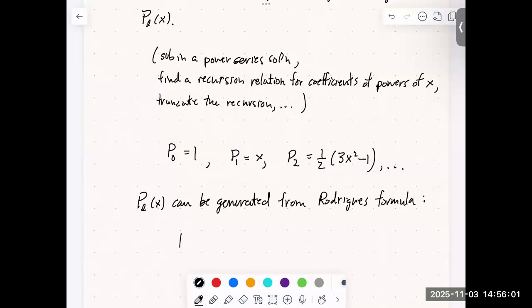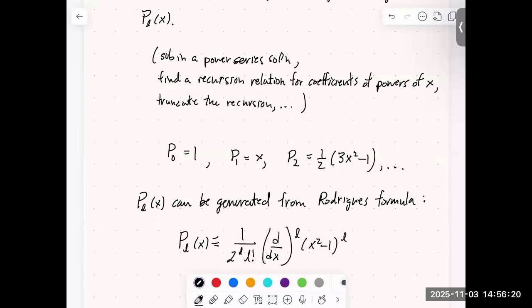And it looks like this. It's 1 over 2 to the L factorial, and it's the Lth derivative of (x squared minus 1) to the power L. So we could do some of these easily in our heads, right?